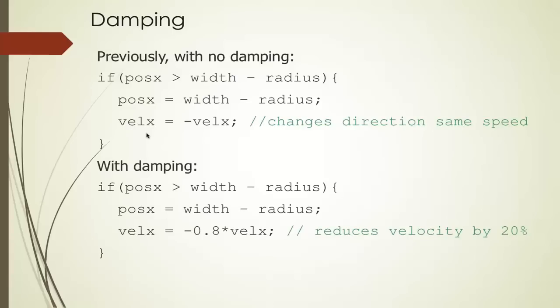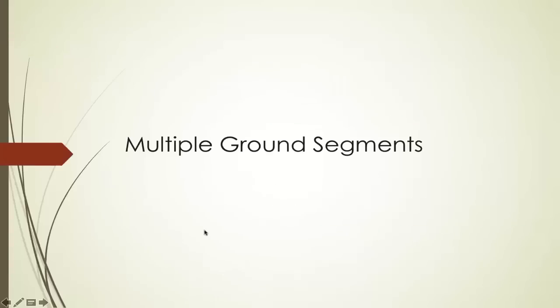With damping, it's very simple. All we do is that instead of just negating it, we negate it and we also multiply by 0.8. So that means that the velocity after I bounce is reduced by 20%. So now it's 80% of the previous velocity. So that's how you create the illusion of damping or slowing down the ball.